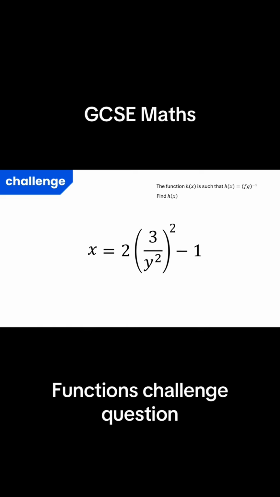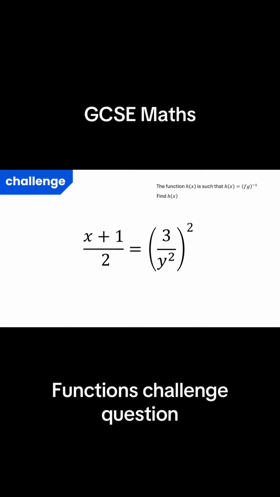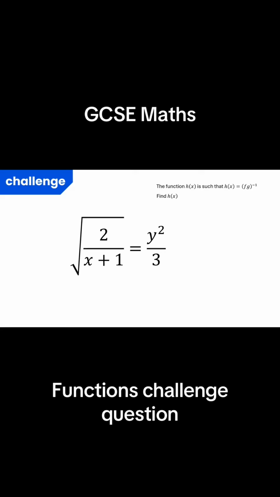Now the algebra is going to get pretty tricky here. So we'll start by moving that minus 1 over to the other side of the equation. We can then divide both sides by 2 and then square root. Now on the right hand side we have the y squared on the denominator, so we're going to need to take the reciprocals of both sides. Basically we're going to just flip both fractions. And then finally we can times both sides by 3 and then take the square root again.